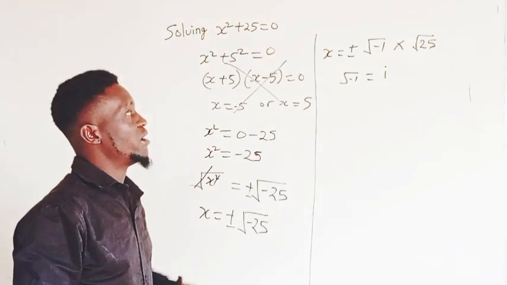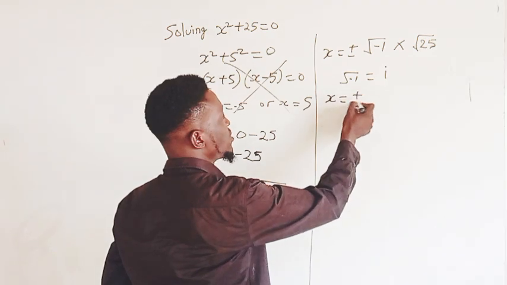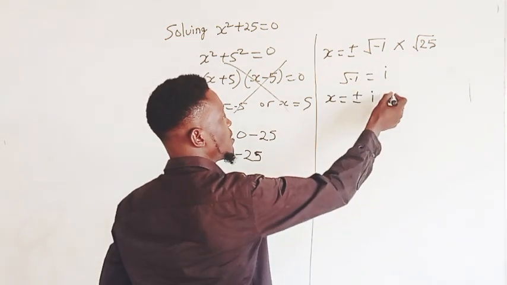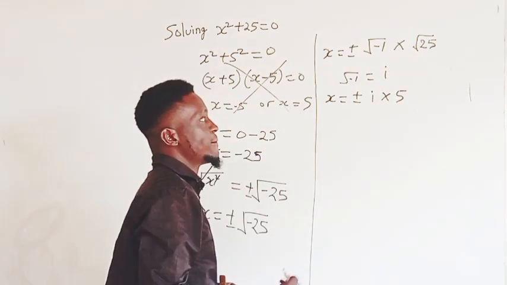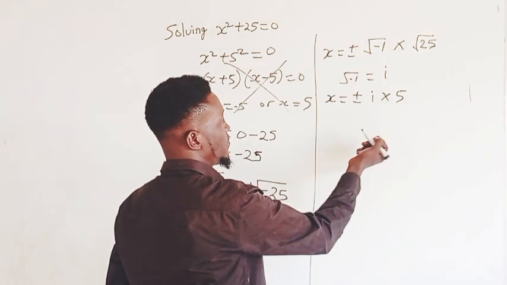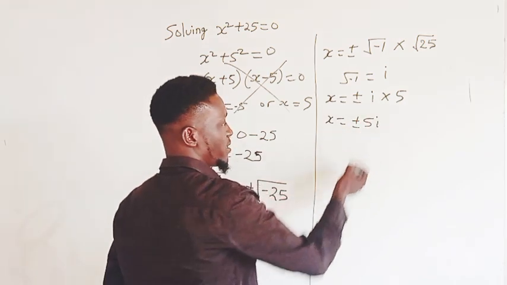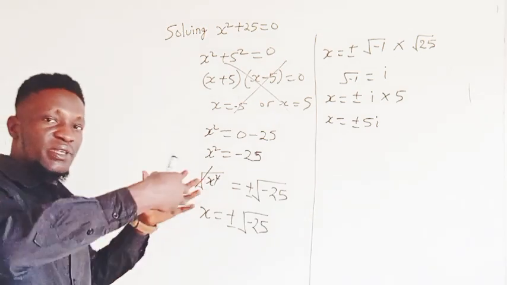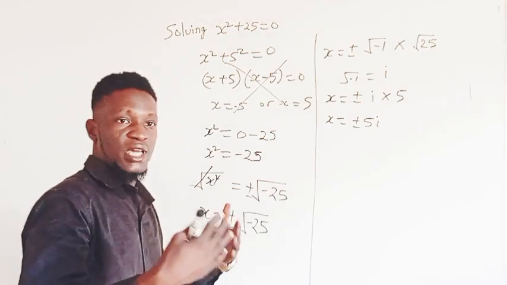So I have my x is equal to plus or minus, where root minus 1 is i, times root 25, which is 5. Definitely i times 5 is 5i. So we are left with x is equal to plus or minus 5i. Of course you can leave the answer like this, or you can also split it into two equations.